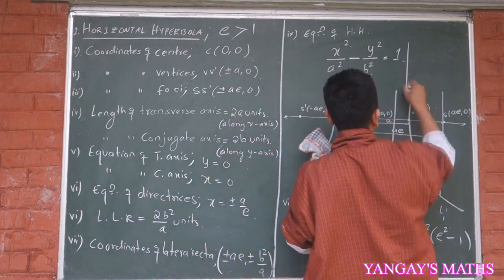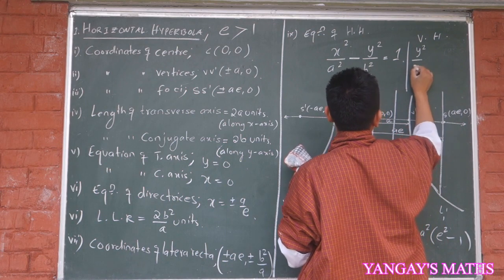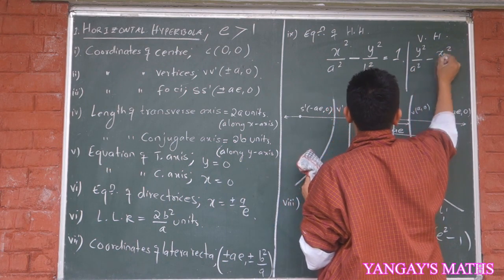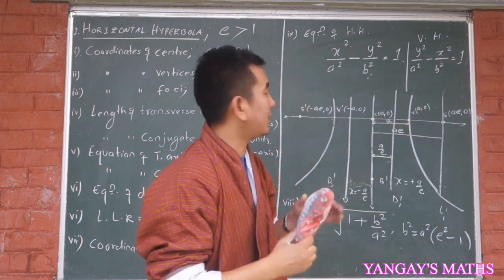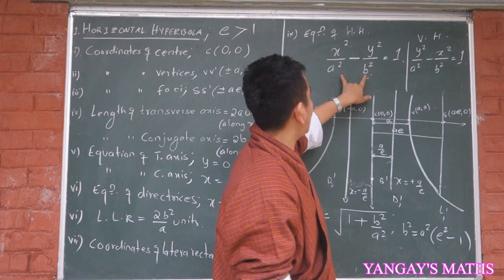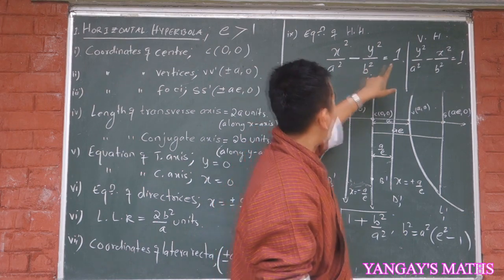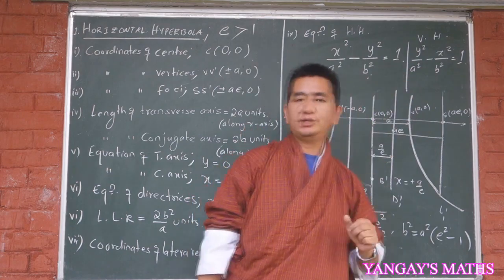I will write, for vertical hyperbola, it will be y square by a square minus x square by b square is equivalent to 1. That is a vertical hyperbola. I hope you got it now. I didn't change the position of these constant values. I just changed the variables x and y. That becomes a vertical hyperbola.